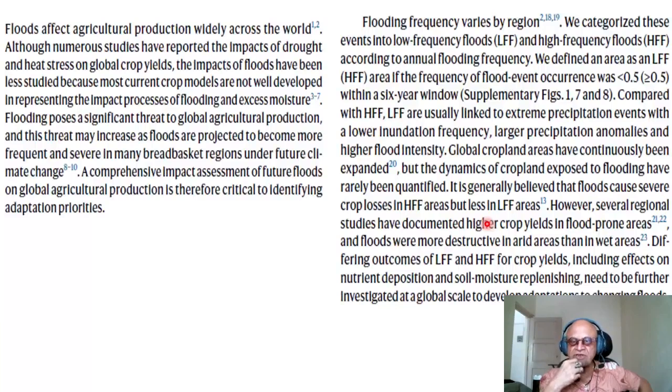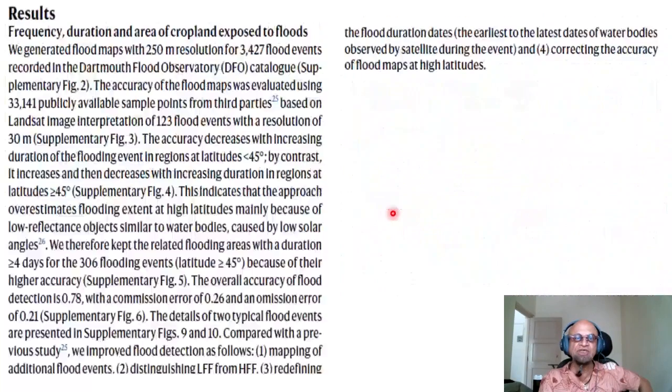However, several regional studies have documented higher crop yields in flood-prone areas, and floods were more destructive in arid areas than in wet areas. We already talked about flash floods, where dry regions are now getting more flash floods. Differing outcomes in LFF and HFF for crop yields, including effects on nutrient deposition and soil moisture replenishing, need to be further investigated at a global scale to develop adaptations to changing floods.